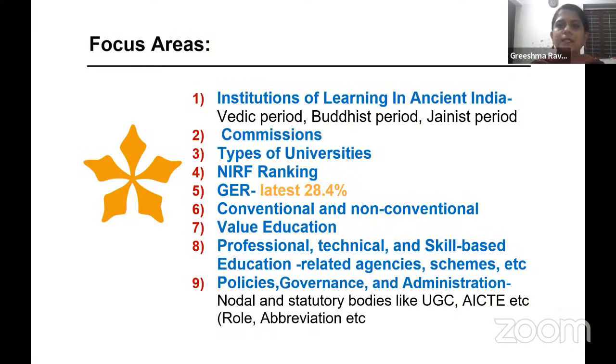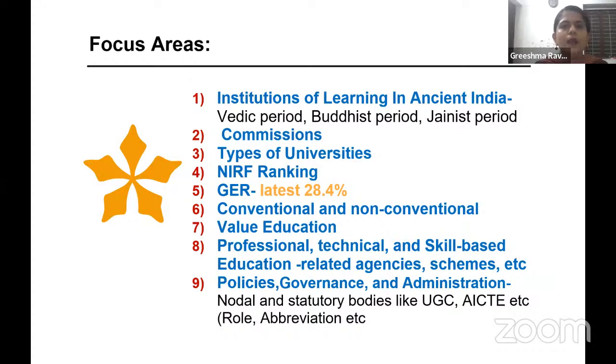Okay, so these are the focus areas. And these focus areas have been selected based on the various questions that were asked in 2023, in the latest examination. So institutions of learning in ancient India, we have learned about this in our class, and we know the division of the period: Vedic period, Buddhist period, Jainist period, and the subdivisions of the Vedic period: early Vedic period and later Vedic period. Later Vedic period is otherwise known as the Brahmanic education period.